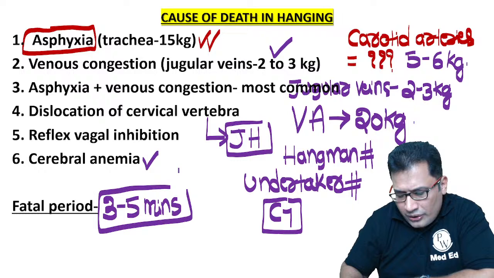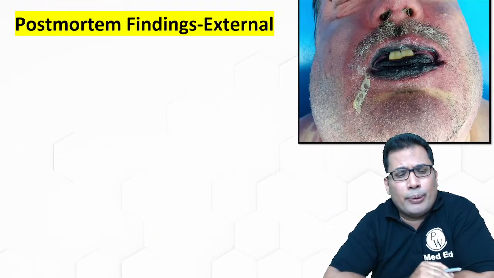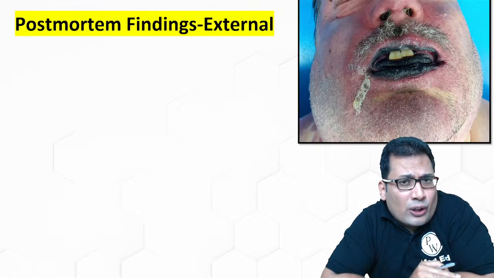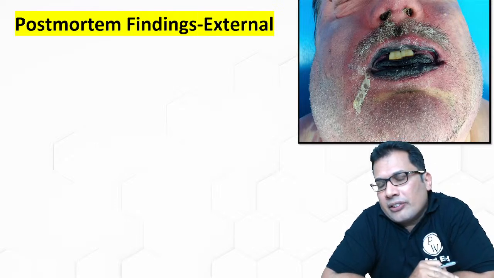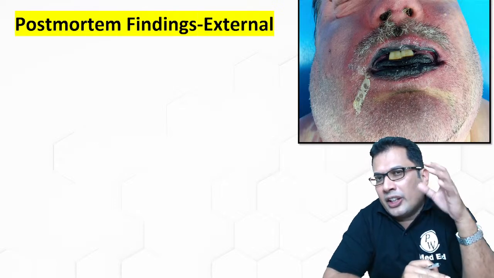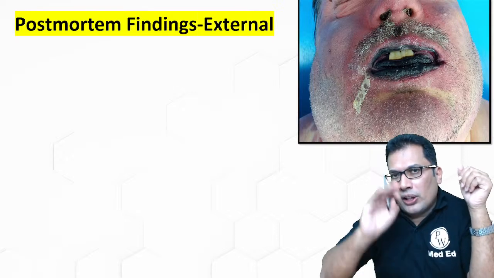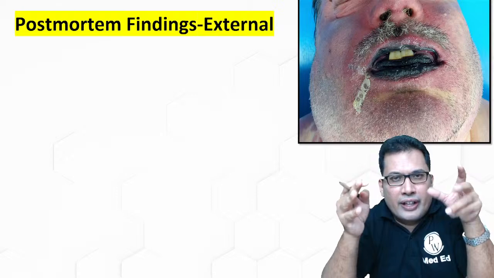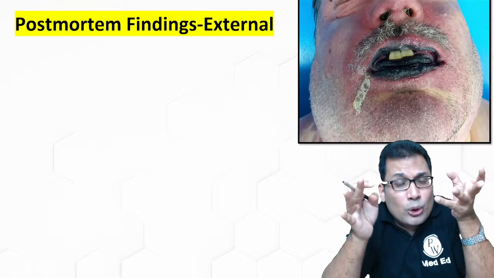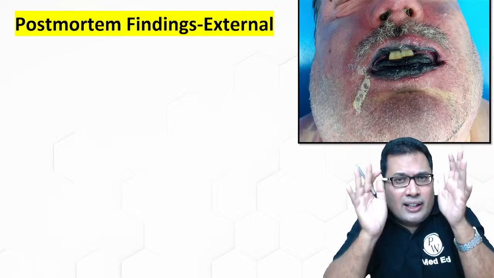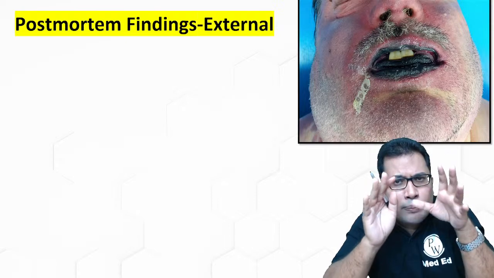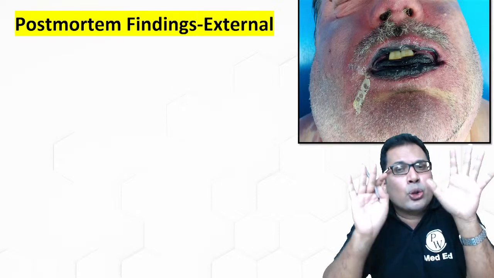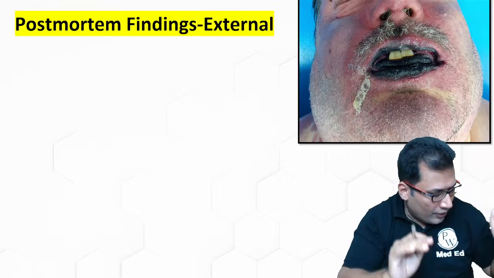Next comes your very important topic, that is postmortem findings. What is important in forensic medicine is the postmortem findings. You need to write the external postmortem findings, the internal postmortem findings, the causes of death, and the medico-legal importance of this condition. This is how you need to write in the exam. In most answers you need to write medico-legal importance and also postmortem findings.